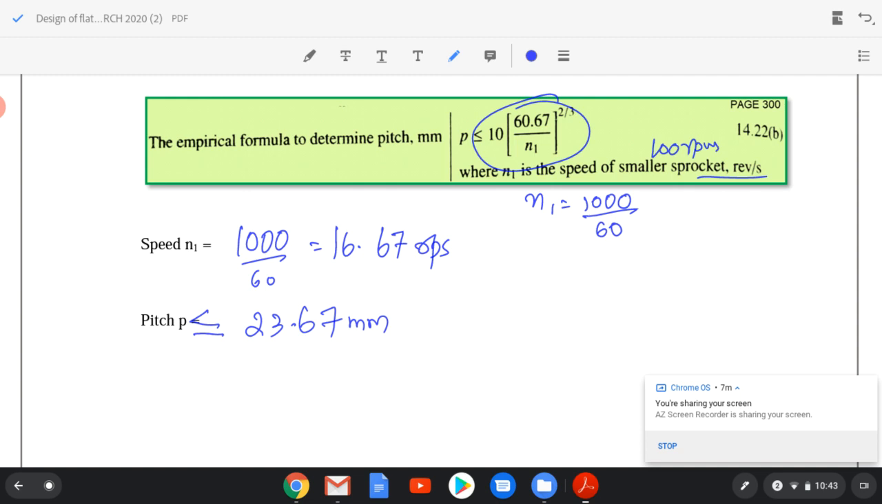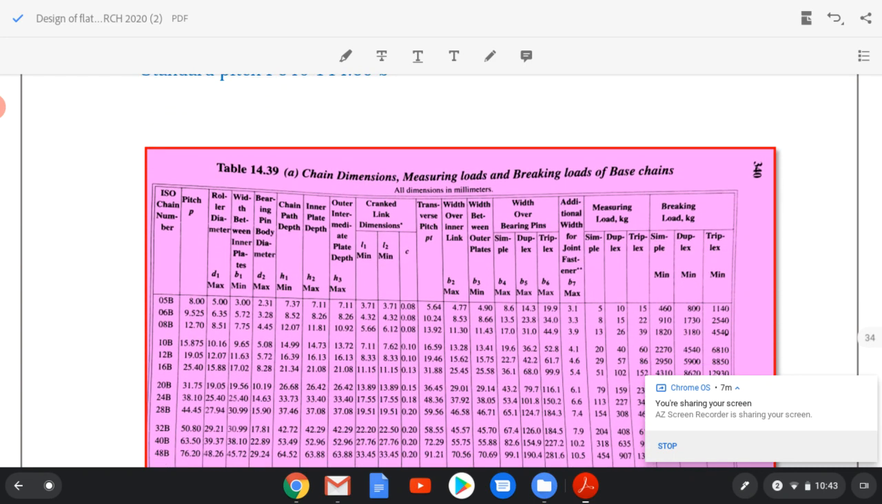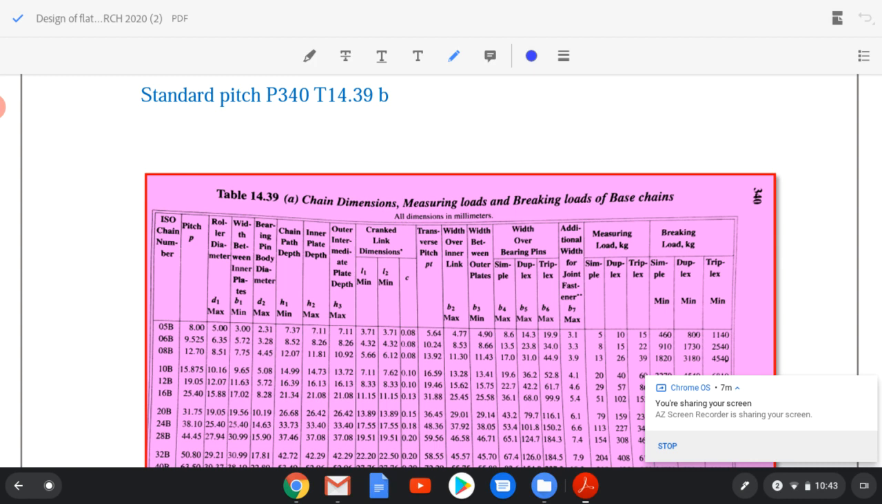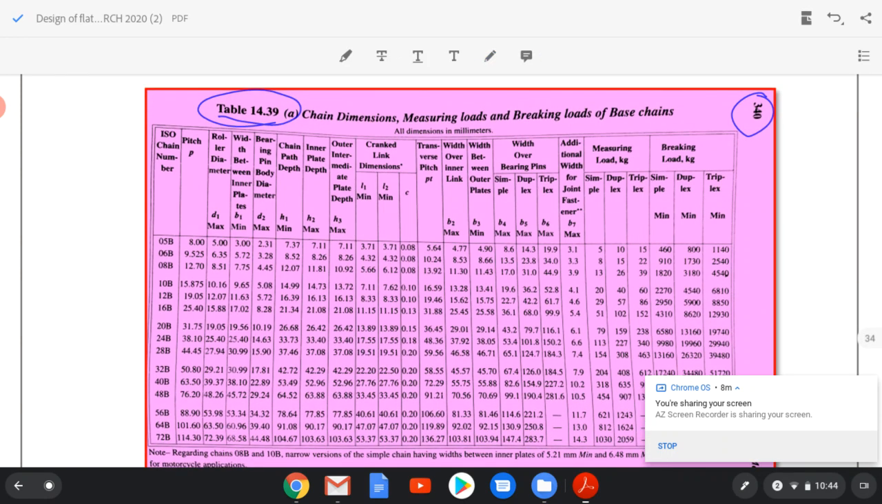So this is the rational value. Now I have to standardize this value. So from the table I can get the standard pitch. From page 340, table 14.39a, I can get it. I will check whichever value is just lower than 23.67. Pitch is given in the second column. The nearest value which is just lower than 23.67 is 19.05, for which its chain number is 12B.